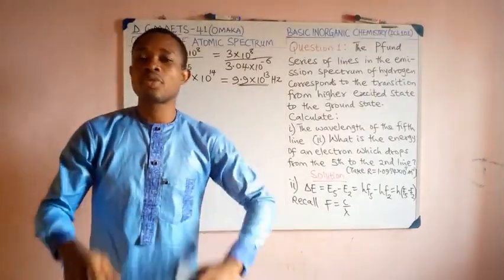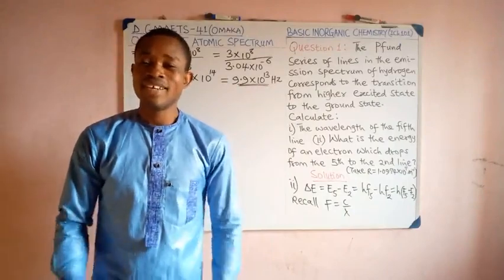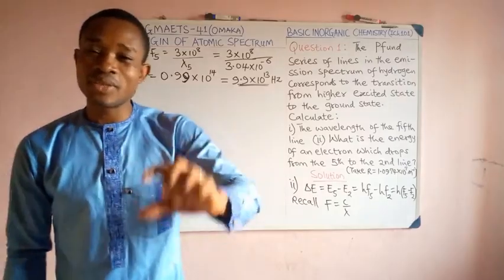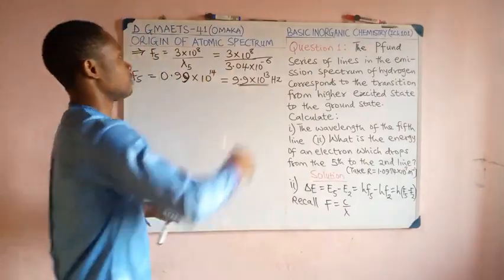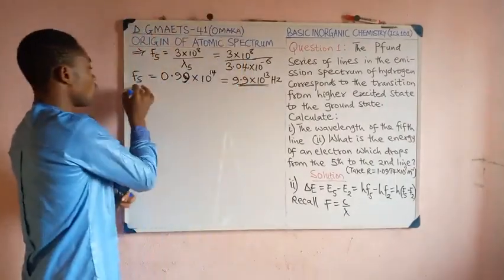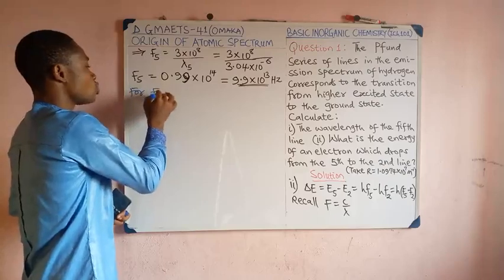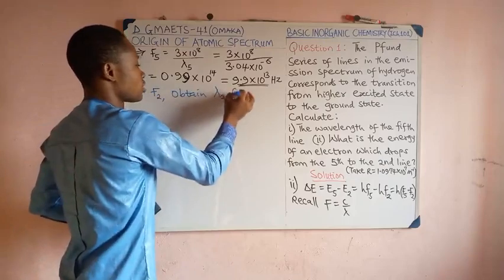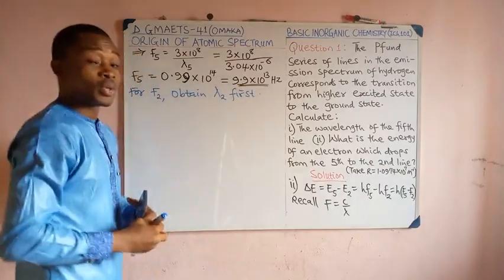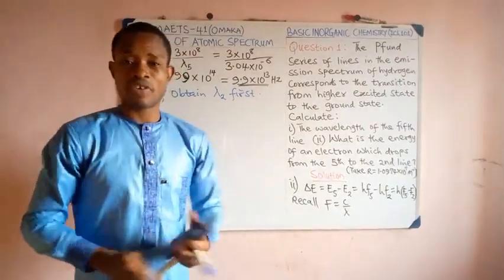We shall do the same to obtain the frequency of the 2nd line. But in this case, we do not know the wavelength of the 2nd line. So we have to go and find out the wavelength of the 2nd line quickly. Is that okay? So for F2, I'm going to obtain lambda 2 first. That's what we should do. So we're going to write back the equation. I'll be very fast in doing that.